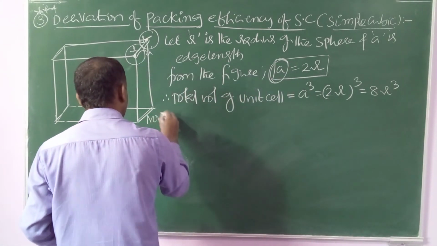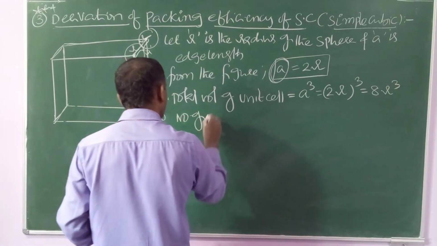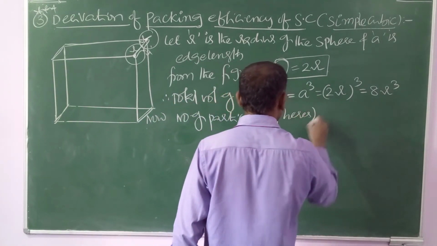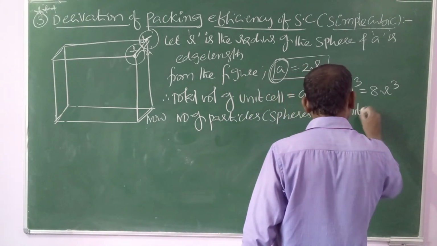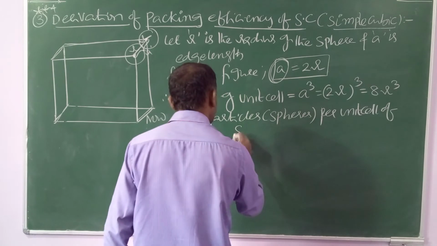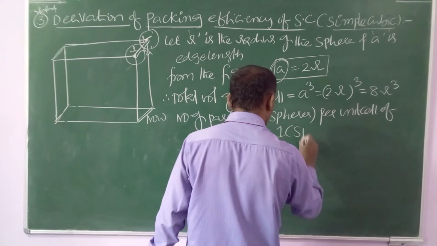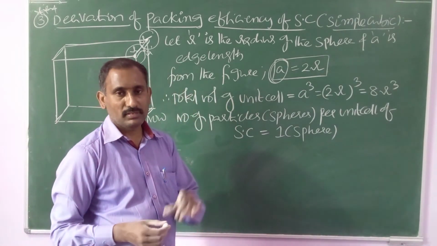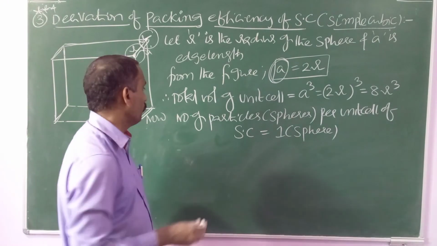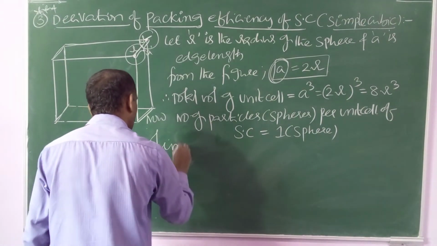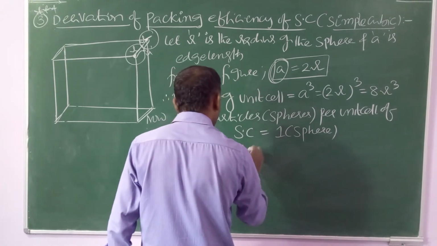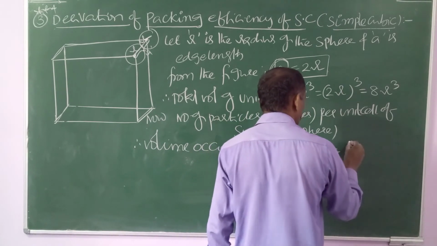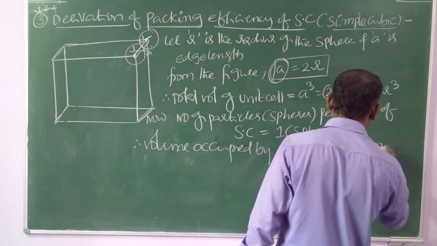Now, number of particles, same sequence. Particles are nothing but spheres. Number of particles per unit cell of simple cube is 1. That means one sphere is there. So in the beginning we taught that the number of particles present per unit cell of simple cube is 1, BCC 2, FCC 4. Therefore, volume occupied by one sphere. Volume of a sphere is 4 by 3 pi r cube.